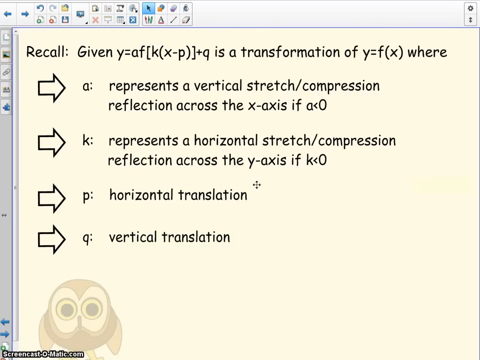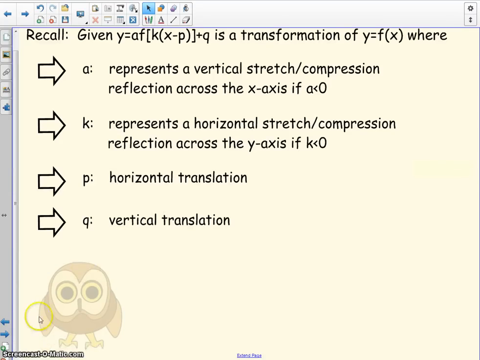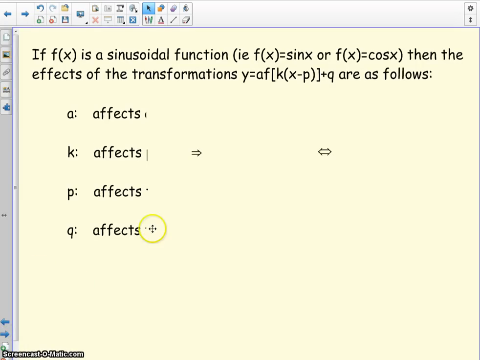And what we're going to start doing now is applying all these concepts from the first unit into transformations of y equals sine x and y equals cosine x. So let's try and look at that. So now if f is sine x or cosine x, what are the transformations going to be? Okay, let's take a look at them on a graph.